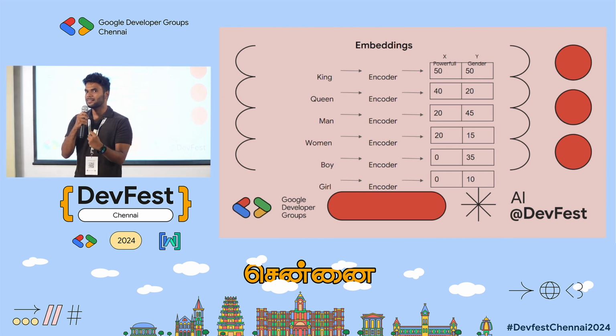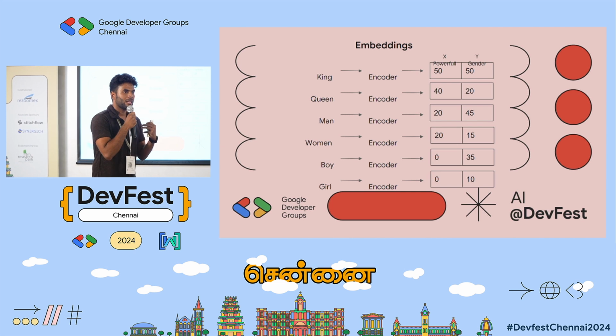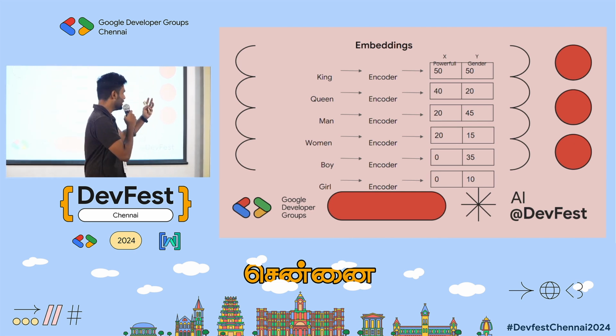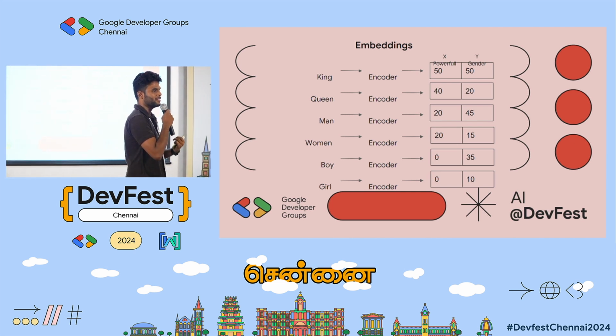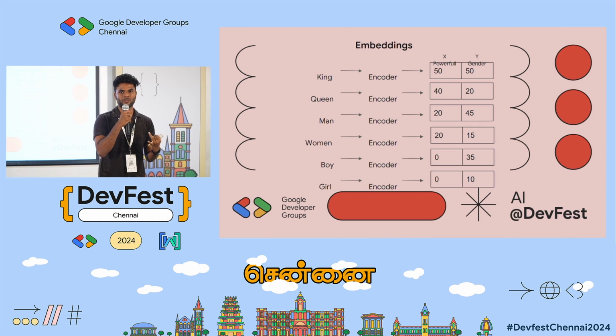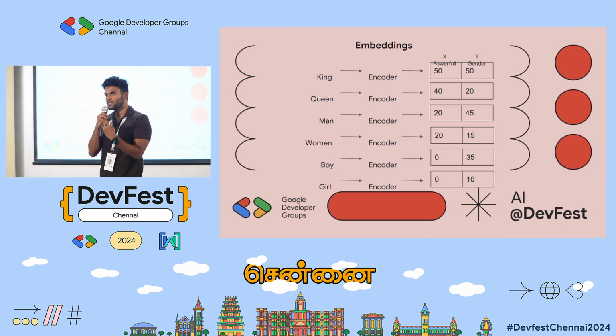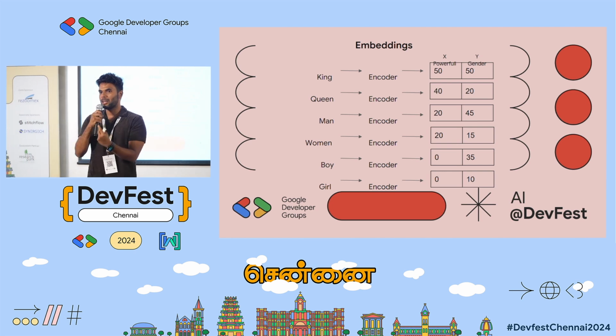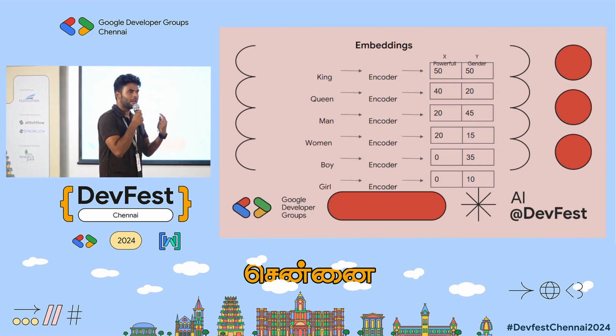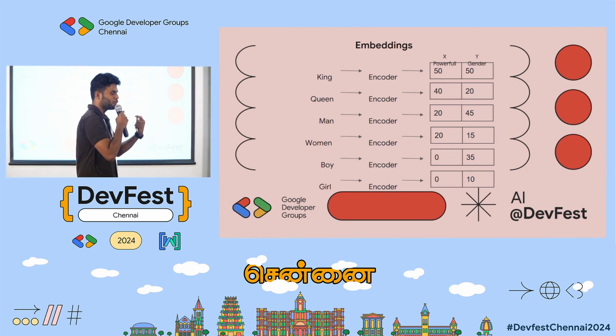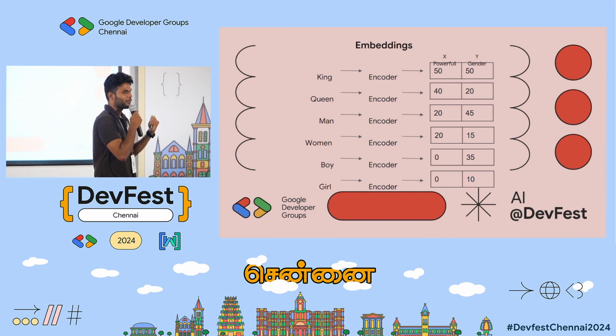Now let us try to understand this with an example. We are going to generate embeddings for these words using two features. One is gender, another one is power. As we can see, the word king has so much power, so we will give him the highest value, 50, and the gender is male, so we will give him another 50. So this is the embedding for the word king.